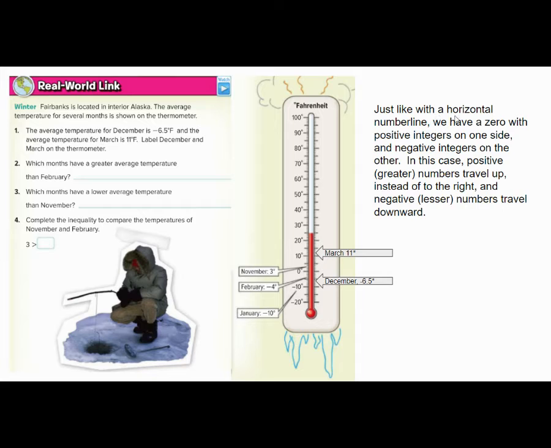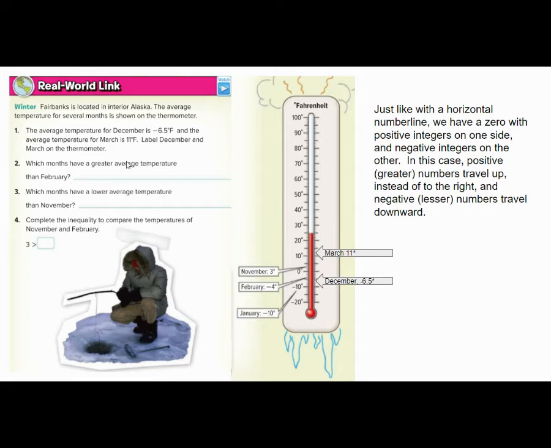So just like with the horizontal number line, we have a 0, which is right here, with positive integers on one side and negative integers on the other. In this case, the positive or greater numbers travel up. So you can see here's 10 and here's 100. They're moving up going this way, and negative or lesser numbers travel down. So these would be our negative numbers or numbers less than 0.